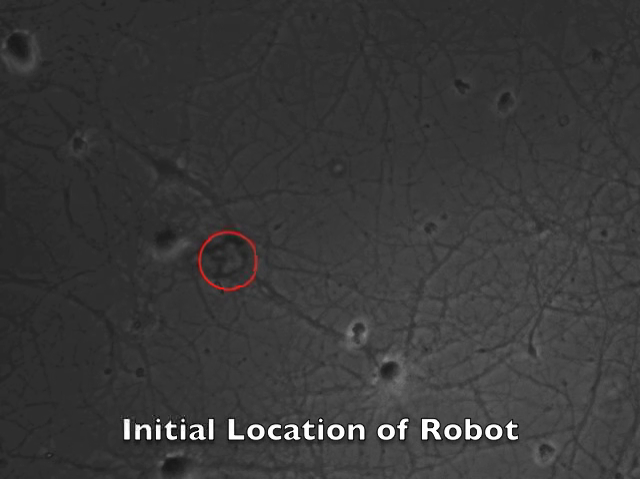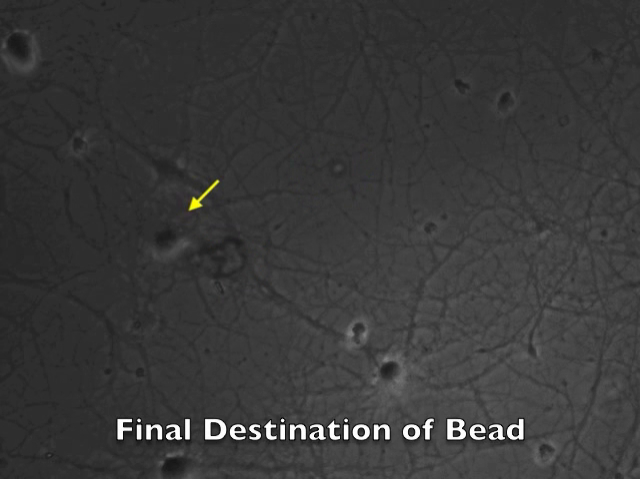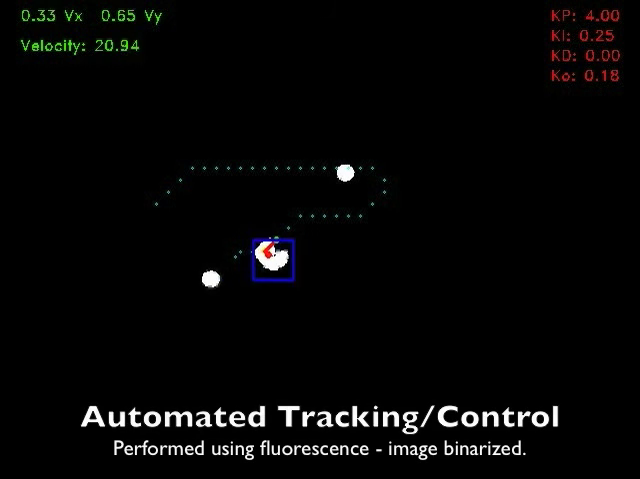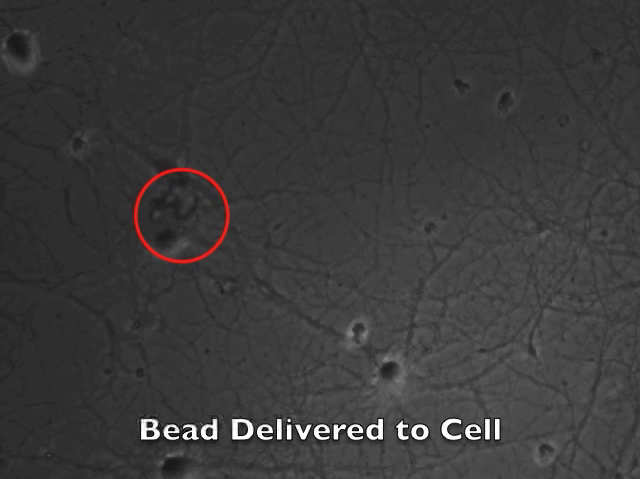We identify the initial location of the robot, the location of the bead that we wish to transport, and the final position by the cell body. We next apply a simple graph search algorithm to determine an appropriate path for the robot. The robots are designed to cup and transport individual beads, so the path is designed to require that the bead be approached from a position opposite the destination cell.